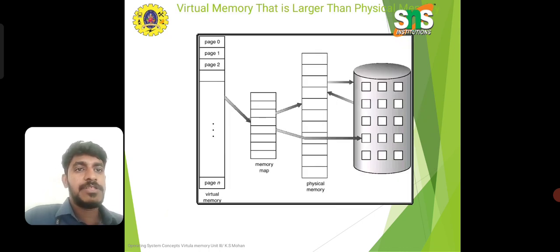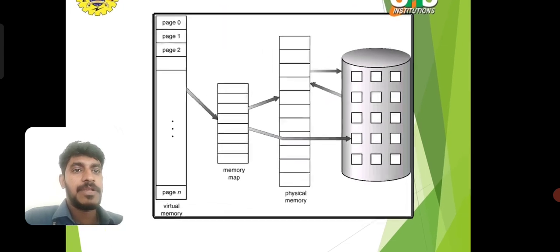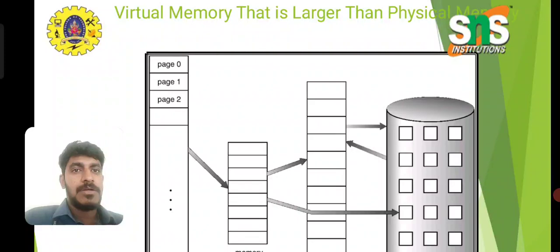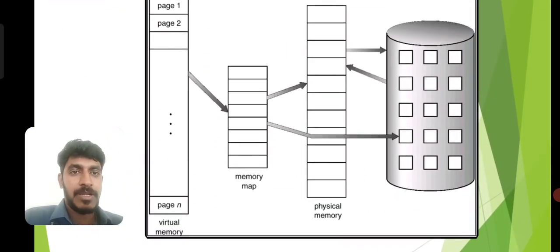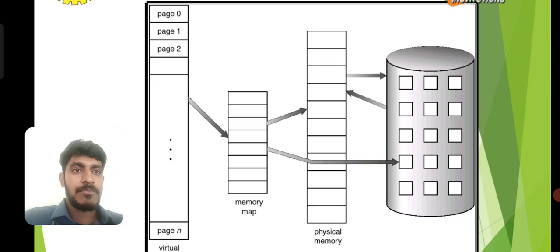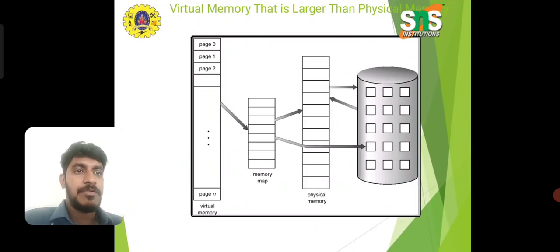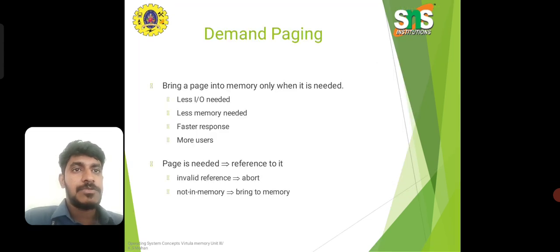In this picture we can see virtual memory with pages from page 0 up to n pages. It is connected through the memory map to the physical memory, and then to the main disk storage. In the disk storage we have virtual memory that is larger than the physical memory. So now we talk about demand paging.